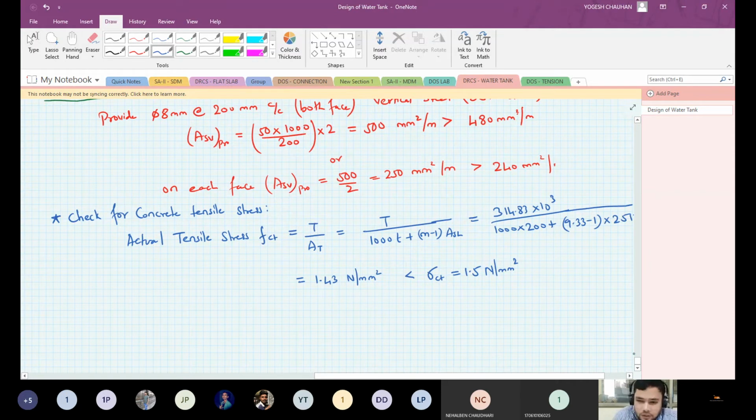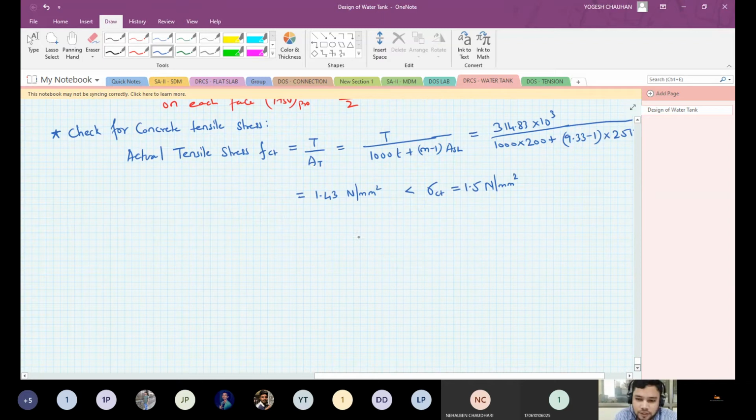Okay, now this was the amount of steel required at the base. So whatever steel we have calculated here is for the maximum hoop tension. But we know that the intensity of the hoop tension gradually decreases as we move up, because the water pressure also reduces as we move up. So you can form a table specifying the amount of steel at different heights.